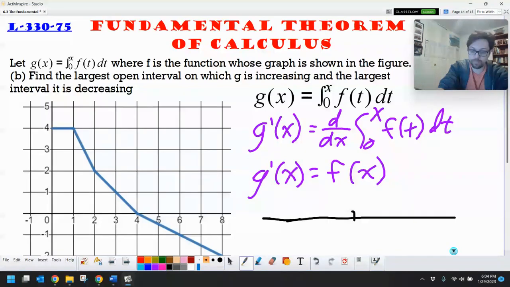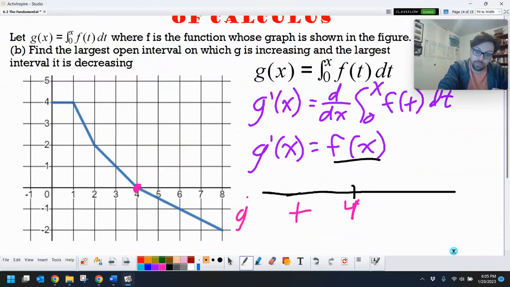So I'd make a sign chart. I see one spot where f equals 0. F equals 0 right here at 4. That is going to be my critical value for g prime since f equals 0 and f is g prime. So if I check values over here that are less than 4, I can see that f is positive, meaning g prime is positive, meaning that g is increasing. And then after 4, f is negative, so g prime is negative, and g is decreasing.